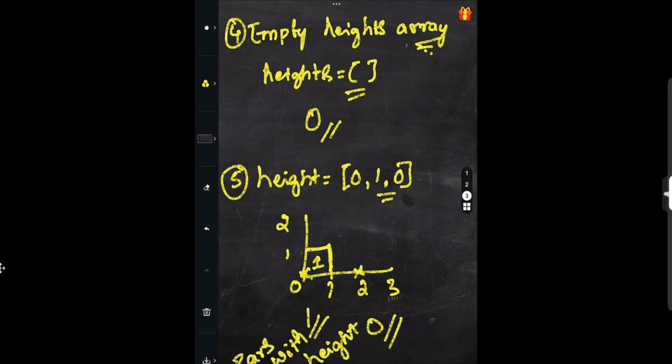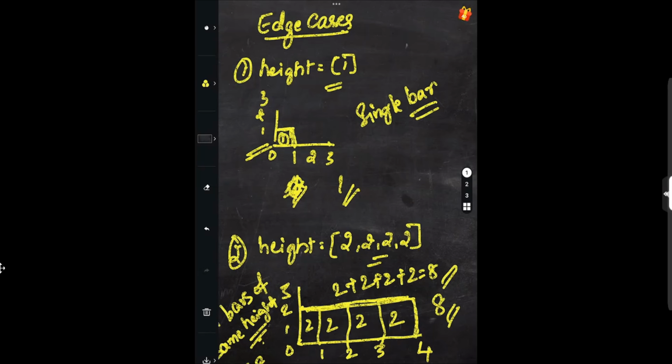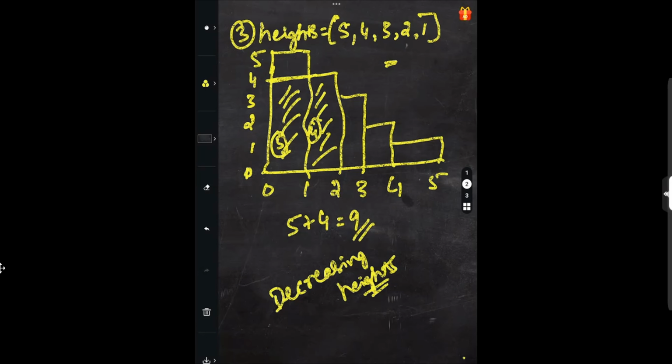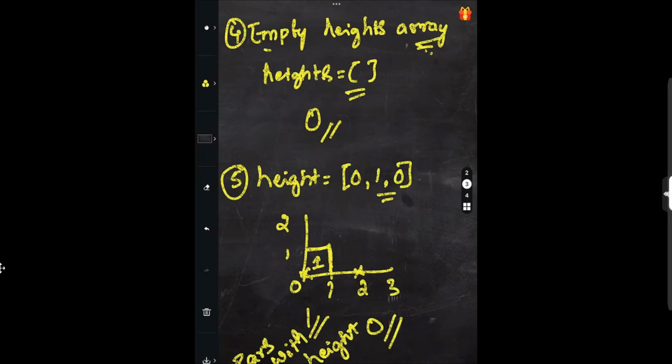So these are the 5 edge cases that we need to keep in mind. First is the single bar. Second is the bars of the same height. The third one is decreasing heights. The fourth is the empty heights array. And the final one is the bars with height 0. I hope every edge case is clear. So next, let's start writing the code. I'll explain the code while I write it, and then finally let's discuss the complexities of the code that we have written.